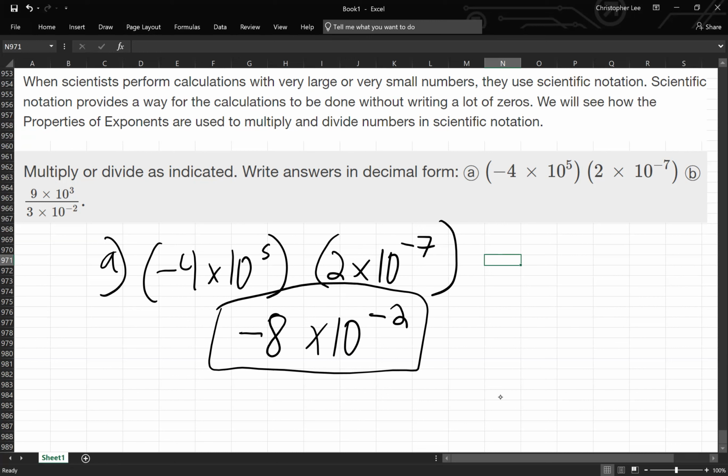Well, wait, hold on. That's not my answer because they said they want the answer in decimal, right? So that means that I have to move this over, right? I have -8, right? Exactly. 1, 2.